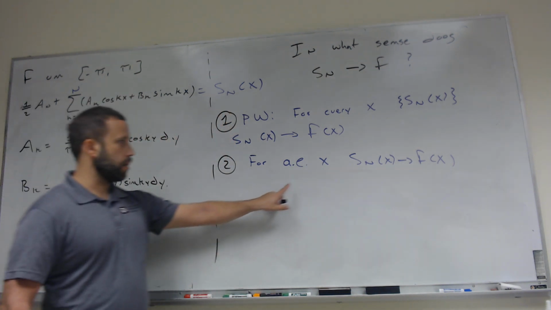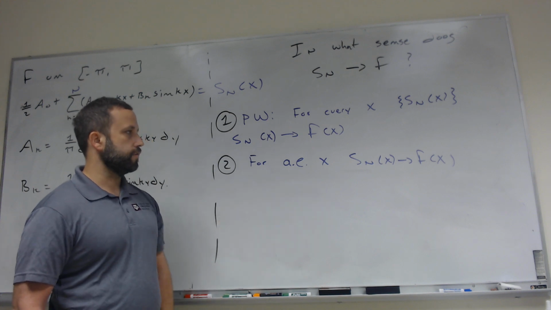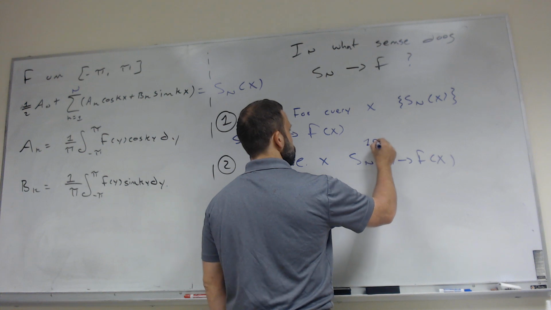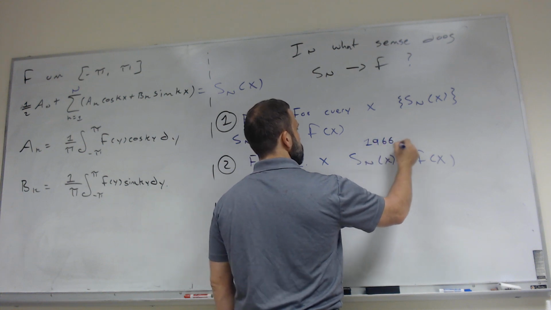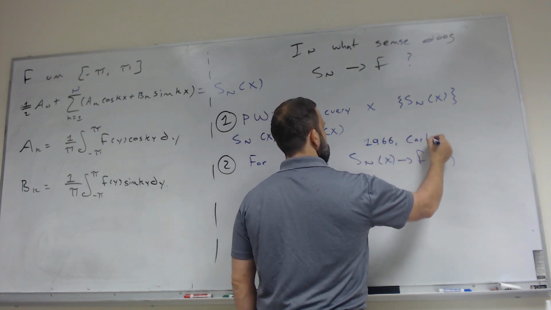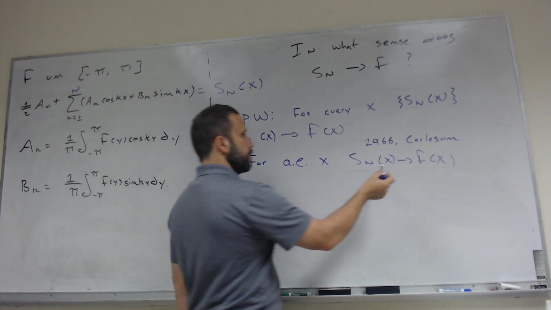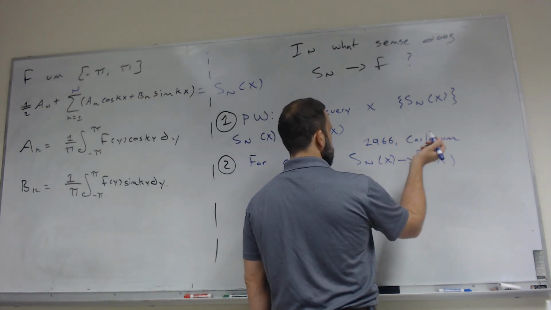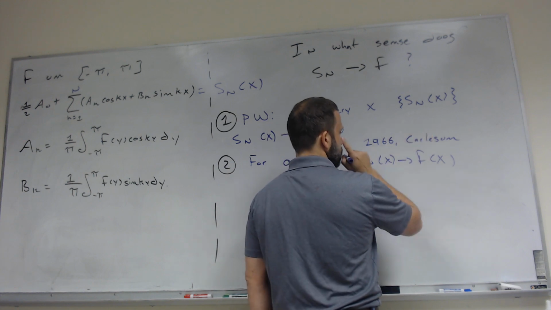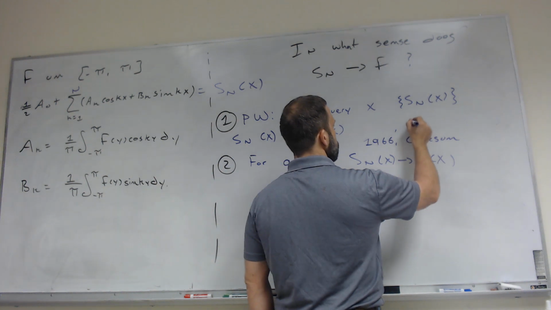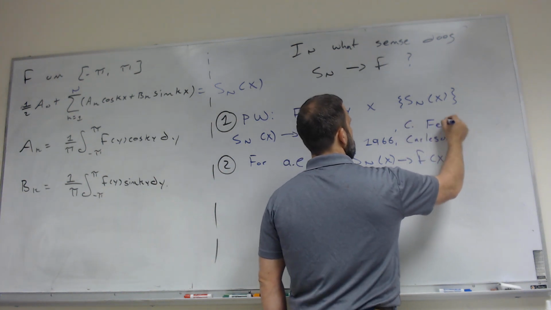The major theorem proving almost everywhere convergence. This is a huge theorem that wasn't proven until, I believe, 1966 by Carlson. And then a little bit later, a new proof, I forget what year, I think it was still in the 60s, but I'm not completely sure. It actually might be in the 70s, I don't know. Was proven by Charles Fefferman.